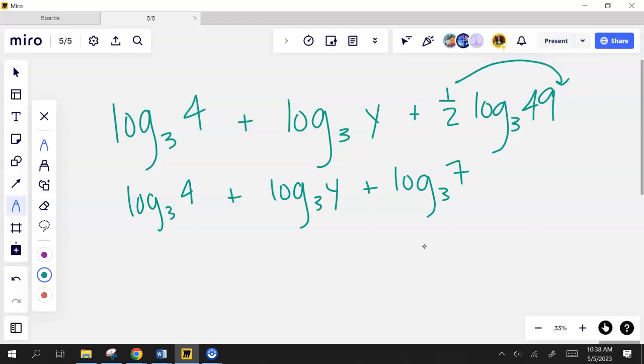So be careful, because if there was subtraction sprinkled in here, I would have to go left to right in order. Since multiplication is commutative, I can do it in any order. So I can multiply 4 times y times 7. If this had been a minus, I would need to be really careful about my order and just do 2 at a time left to right. But yes, this would be log base 3 of 4 times y times 7, which would be 28y.